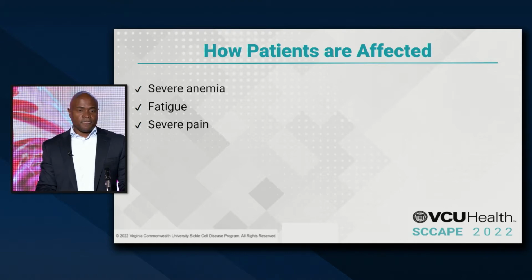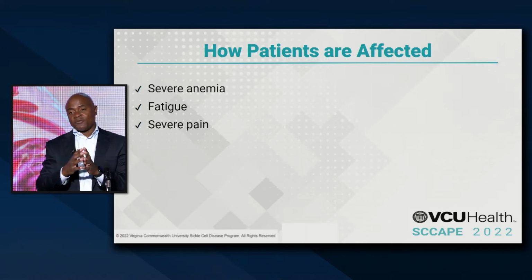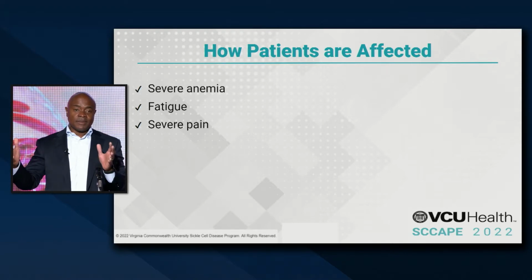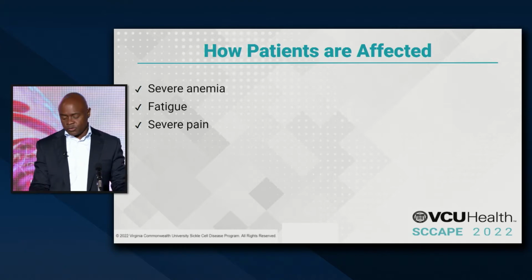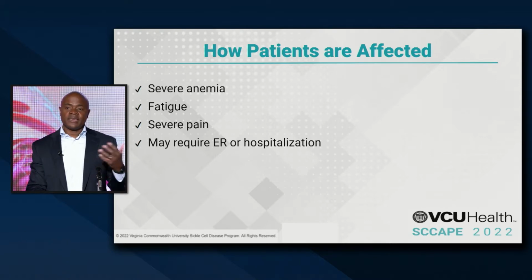Severe pain. This is probably the one that we know about and hear about the most, is that patients will have pain crisis because of decreased blood flow to vital tissues. And you can have a pain crisis that comes and goes, or you can have a very prolonged pain crisis, and at sometimes developing chronic pain that never goes away. And of course, because of the severe anemia and the severe pain, many patients require emergency room visits and hospitalizations.